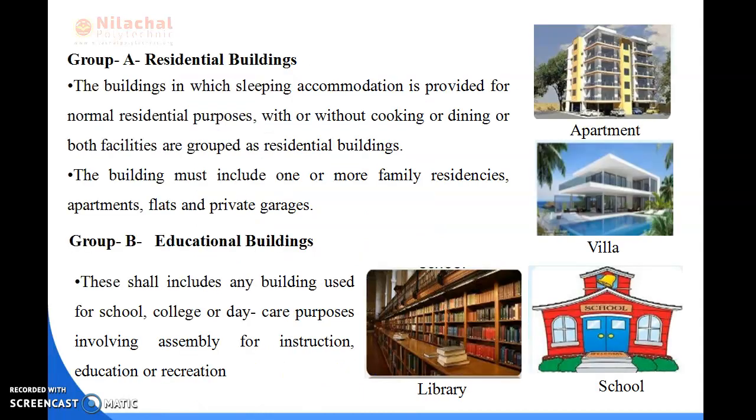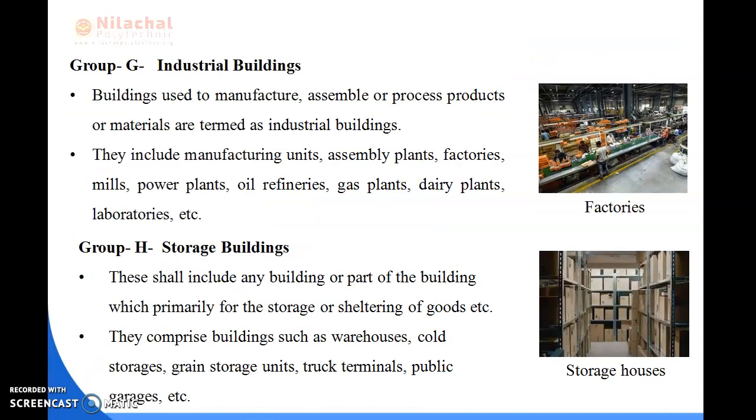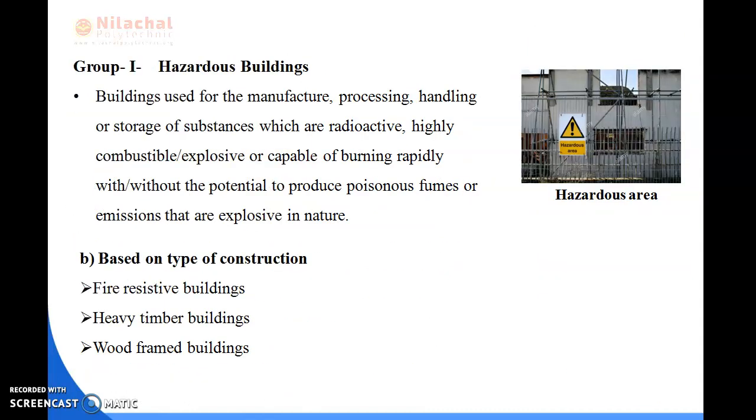So now we will be reading about the classification based on the type of construction. Based on the type of construction, it mainly depends upon 3 types: fire resistant buildings, heavy timber buildings, and the last one, wood framed buildings. So we can construct it in our own way. Okay.